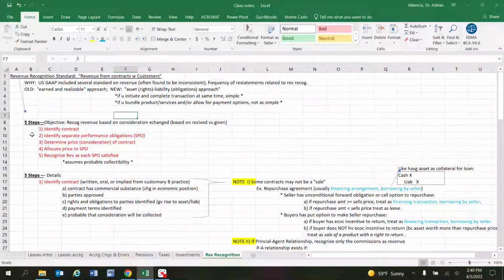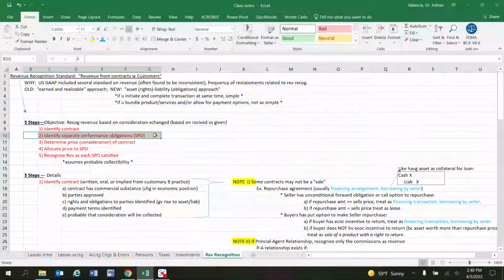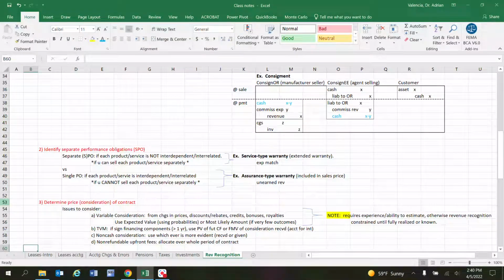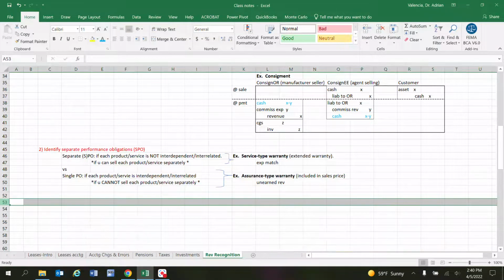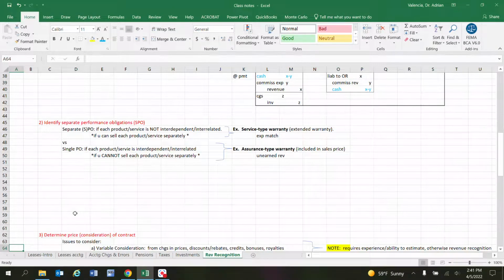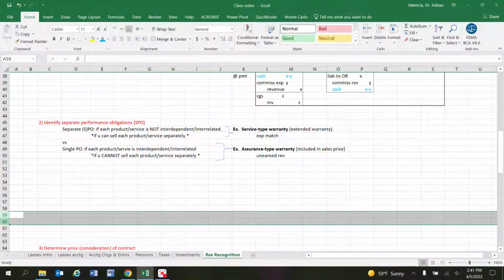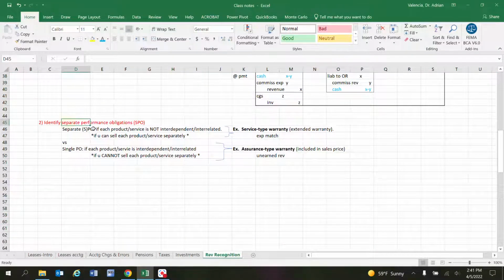All right, the second item on the 5-step process involves separating or identifying the separate performance obligations. Okay, so what are the different things under this contract that we can break apart and decide how revenue will be recognized? So let's go to step number 2 here. Let me space this out, that way we have some clarity here. So under step 2, identifying the separate performance obligations, you have to ask yourself whether you have a single performance obligation.